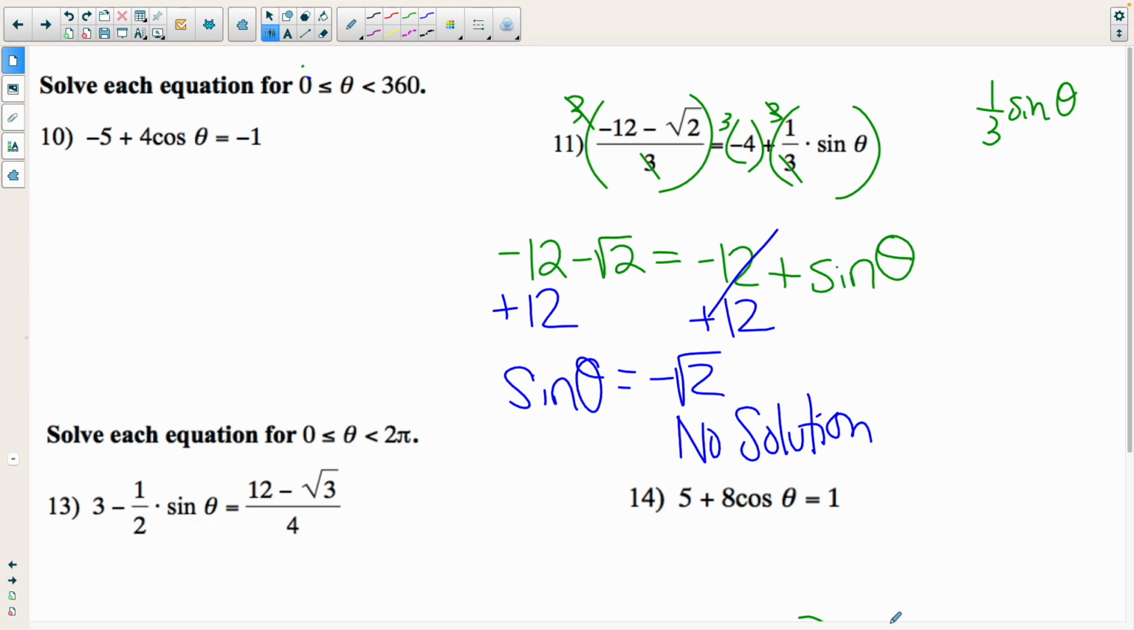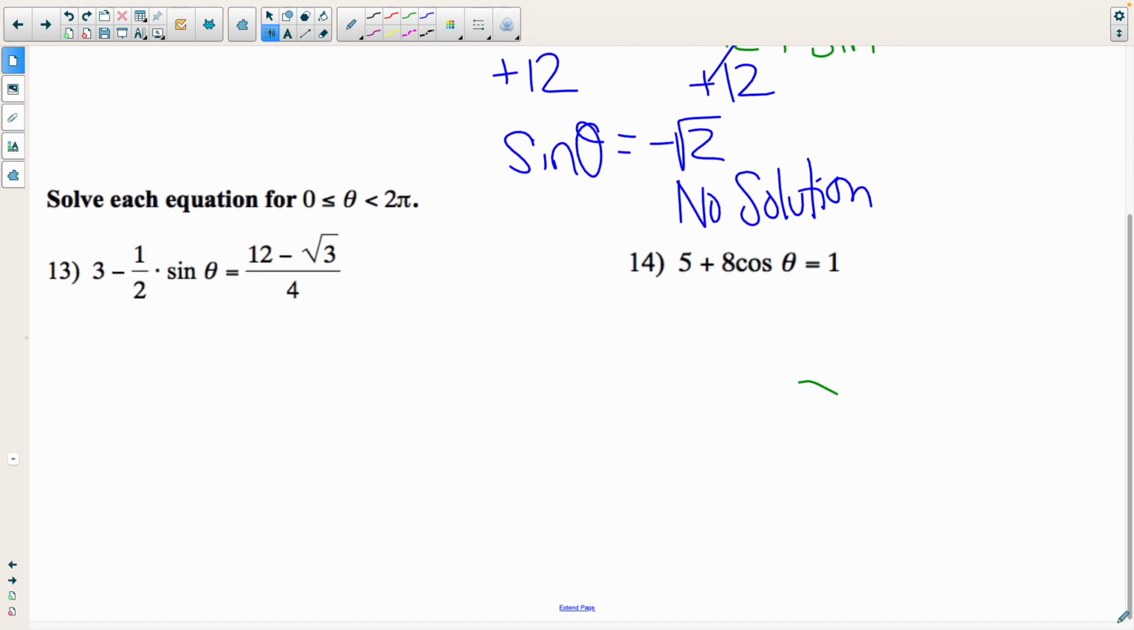All right, so try 13. And then on the last slide, I'm just going to show you 2 where we have a limited interval. So 13, and then we'll skip to the back page. Be careful here because there's 2 denominators. Multiplying through by 2 will not cancel out a 4. So you always have to pick the bigger of the 2 to multiply through by. So you're multiplying through by 4.